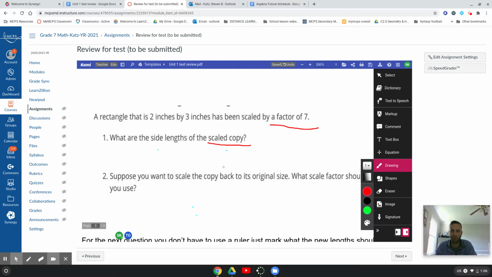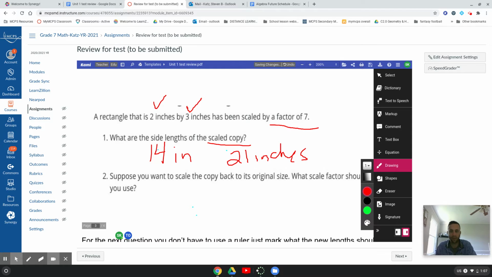If you have not done this yet, pause it, and then hopefully this is the answer you came up with. If you take the 2 and the 3 and multiply each of those by 7, you get that the new side lengths are 14 inches, and then 3 times 7 is 21 inches. And that's the answer to number 1.